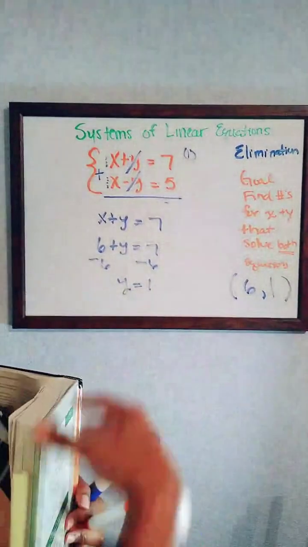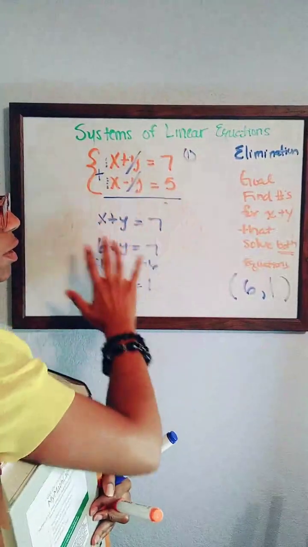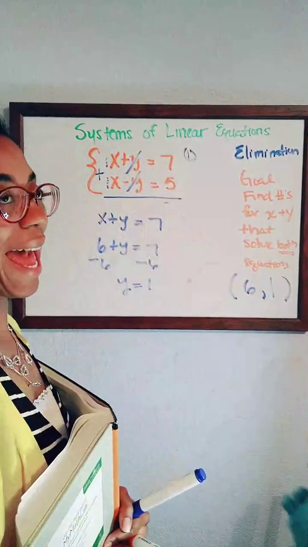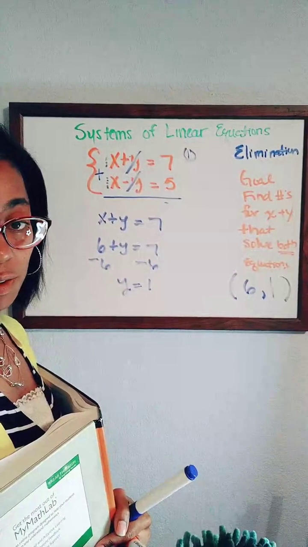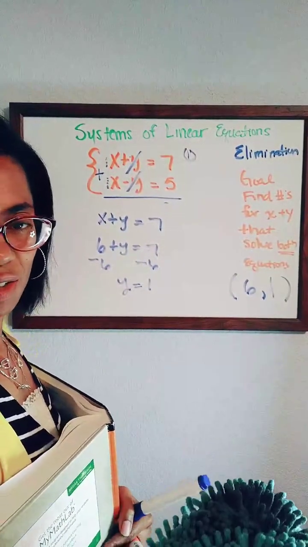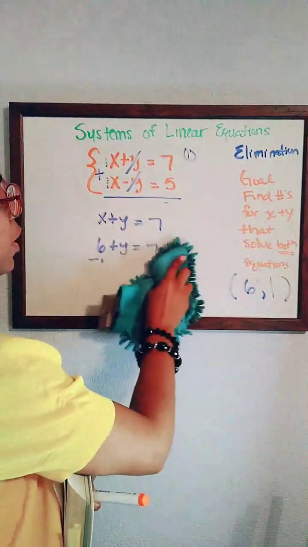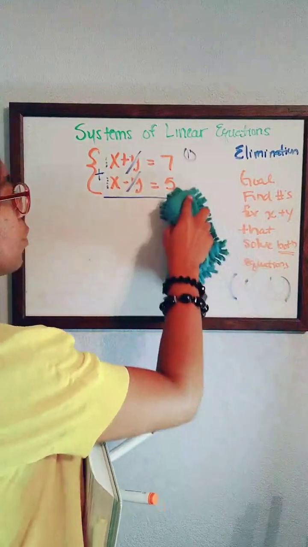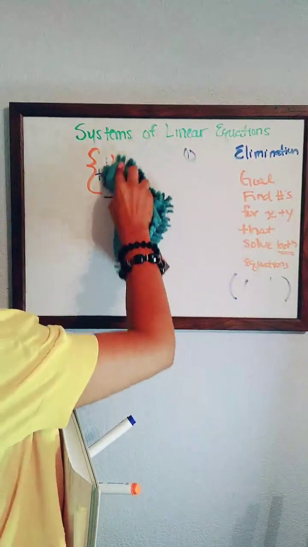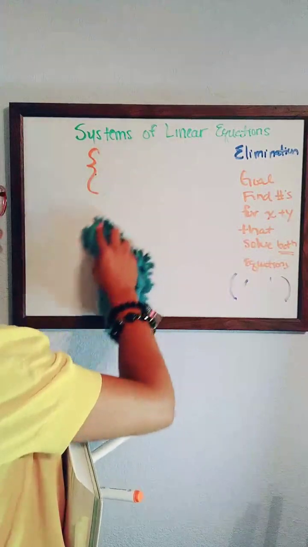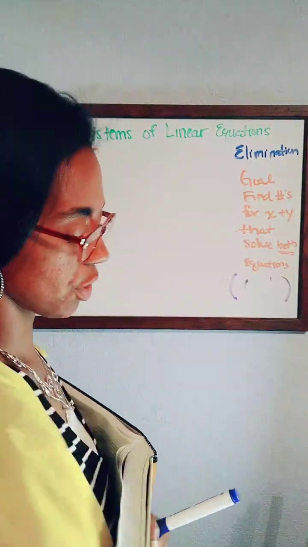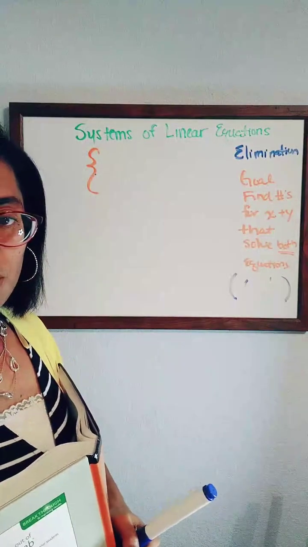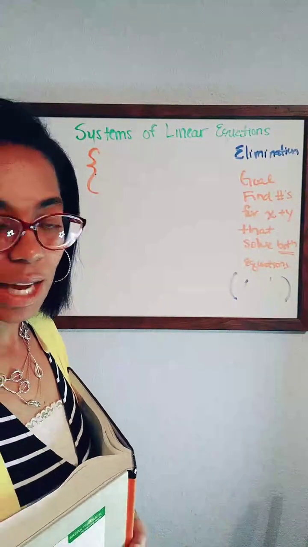All right, so that's pretty much what we got going on. We're going to add the two equations together to try to get rid of one of the variables. What does that look like whenever we do not have just a simple addition or subtraction?